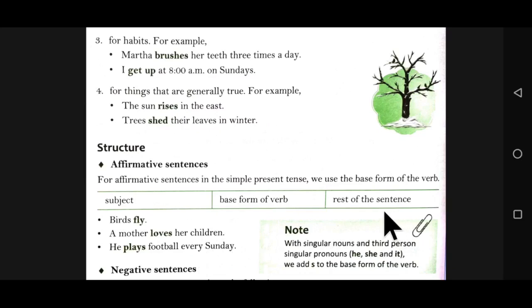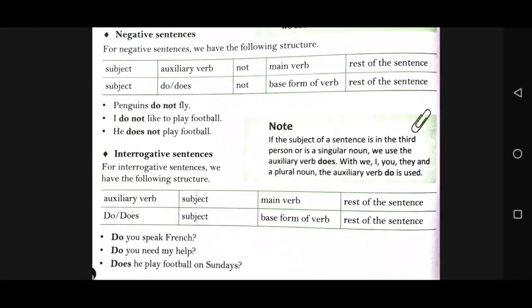Now let's see the structure of negative sentences in simple present tense. For negative sentences we use the following general structure. First of all we write the subject, then we write the auxiliary verb. Auxiliary verb means helping verbs, that includes do or does. Then we put not. Then after that we write the main verb, and that is in the base form, and then we write the rest of the sentence.